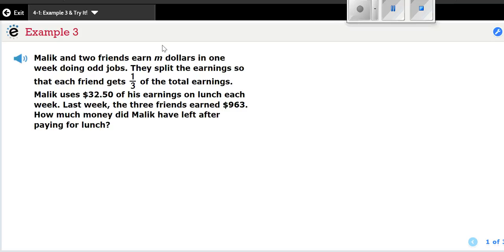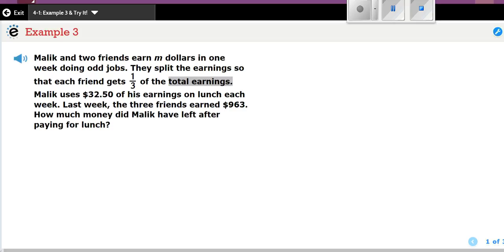So we have this idea, right? 2 friends earn a total of $M in 1 week doing odd jobs. They split the earnings so that each friend gets 1/3 of, right? Of means multiply, the total earnings. Right? So they earn M, and each gets 1/3 of the total earnings, which is M. Second part of the equation. Malik uses $32.50 of his earnings on lunch each week. So we have that idea, this picture being given to us.